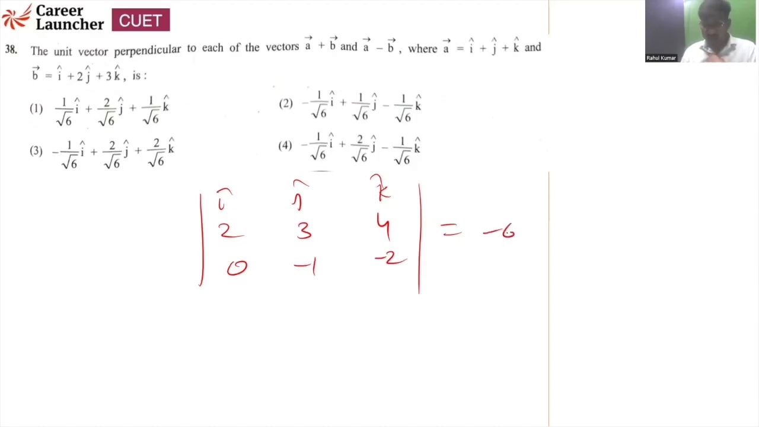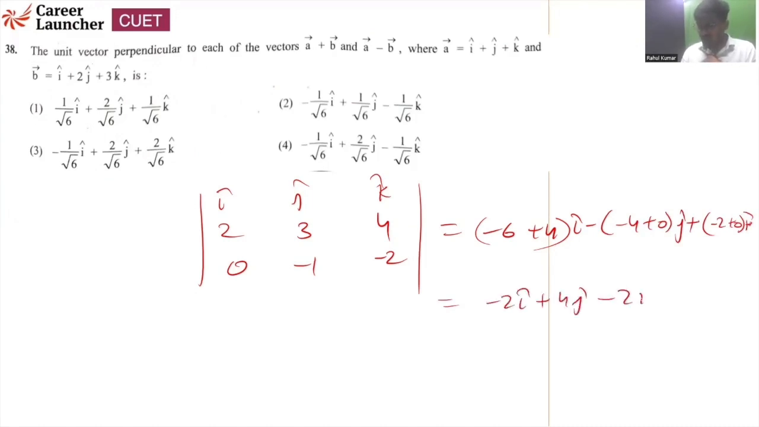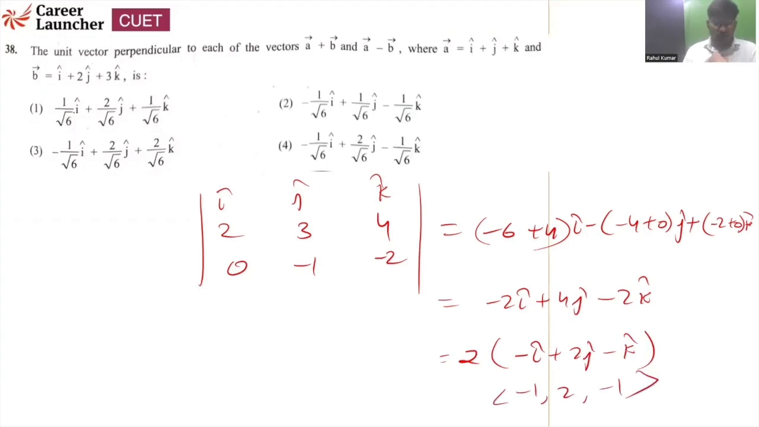Let's solve this one. So we have minus 6 plus 4 i cap. Then we have minus 4 plus 0 j cap. Then we have at last minus 2 plus 0 k cap. So it will be something like minus 2 i cap plus 4 j cap minus 2 k cap. Let's take out 2 common. I have minus i cap plus 2 j cap minus k cap. If you see this direction ratio, minus 1 to minus 1, it is not here. So option D is the correct answer.